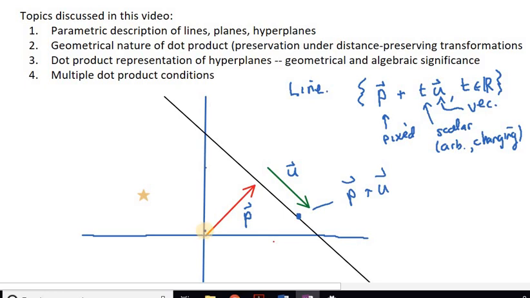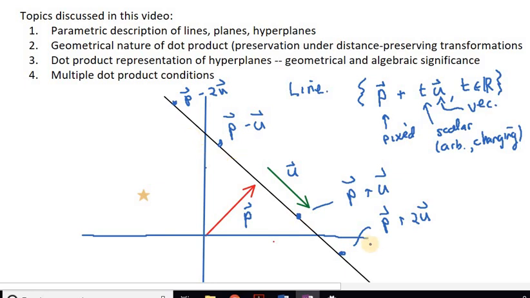If I have P plus 2u, then I go out P, and then instead of going out 1u, I go out 2u. So this would be P plus 2u. If I wanted P minus u, instead of going out in this direction, I go out in the other direction. So this one here would be P minus u. Okay. And then P minus 2u. All right, now, so we can see that we really are getting in 2 dimensions something that looks like a line.